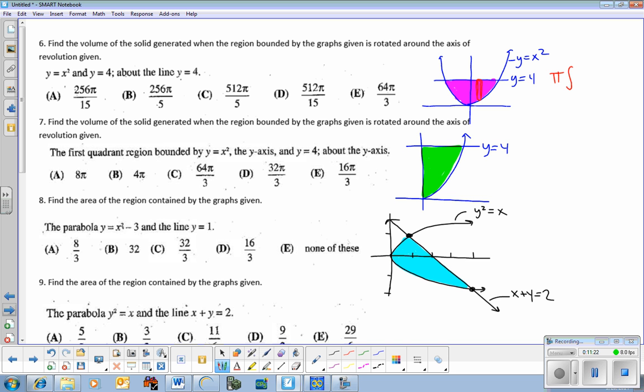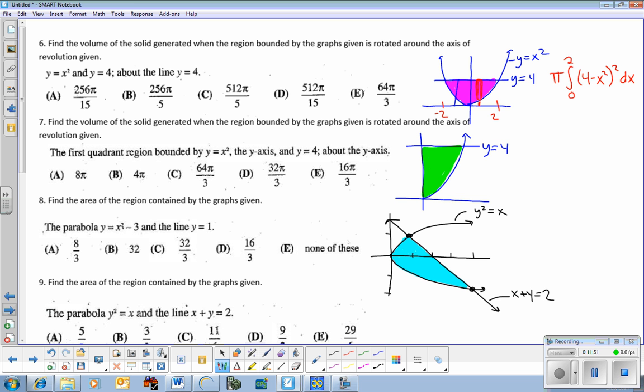Again, you could double it. That lets you plug in 0. You could go from negative 2 to 2, or you could go from 0 to 2 and double it. And let's see, our radius, this distance is 4. This distance is the function x squared, so our radius is 4 minus x squared.